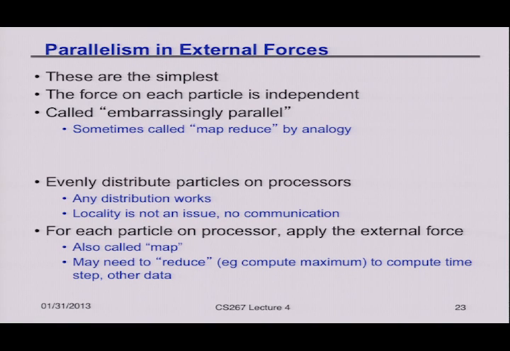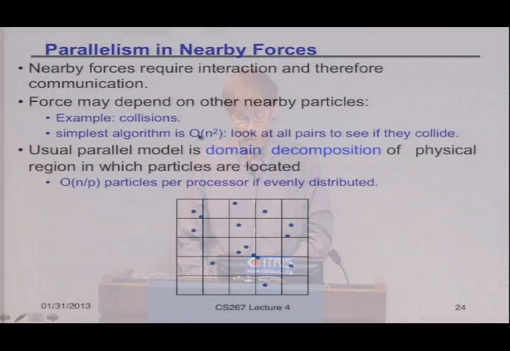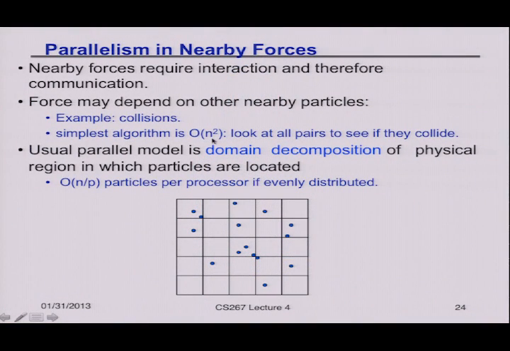So we're going to go to the next more interesting force, which is nearby forces. And so now I do depend on my nearby neighbors, and so now I do have to communicate. And the easiest thing to think about is bouncing balls. And so the simplest algorithm you could imagine is everybody has to look at every ball. Every one of the n balls has to look at all the others to see if they're close enough together. And so it's n squared work. That's a bad idea. It's much easier and better if we divide up the domain.